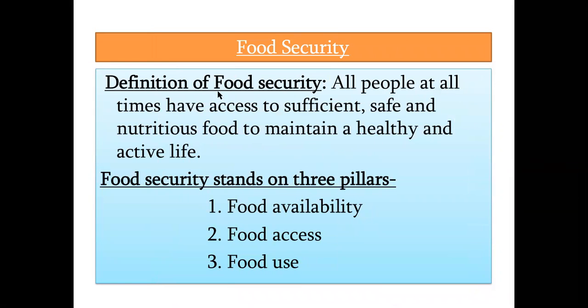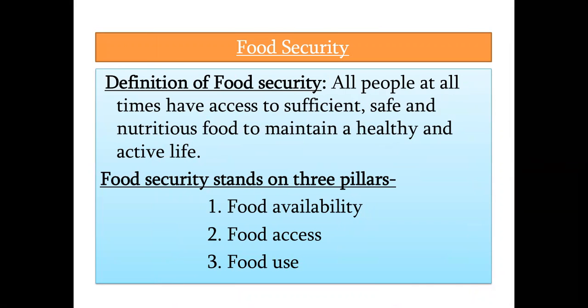At first, you have to know what is food security or food safety. Food security or food safety can be defined in the following way, as defined by the World Health Organization in 1996: All people at all times have access to sufficient, safe and nutritious food to maintain a healthy and active life. It's called food security.